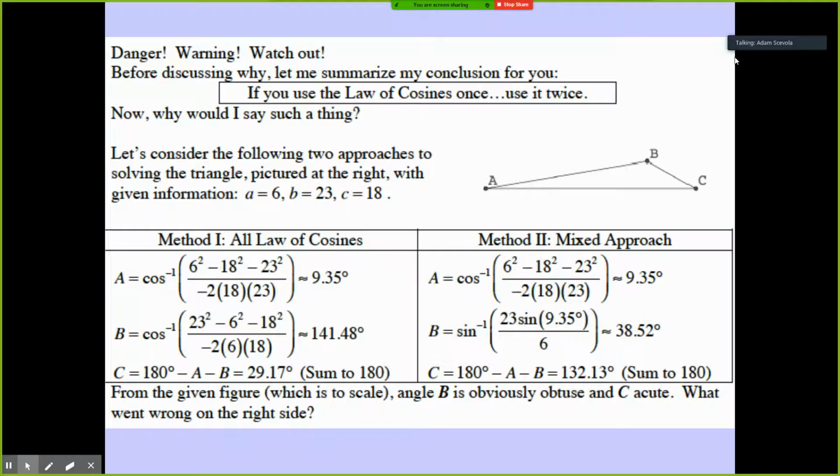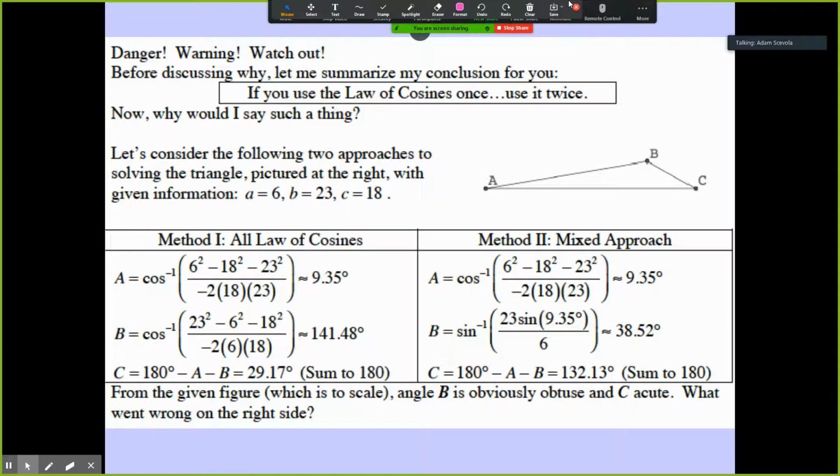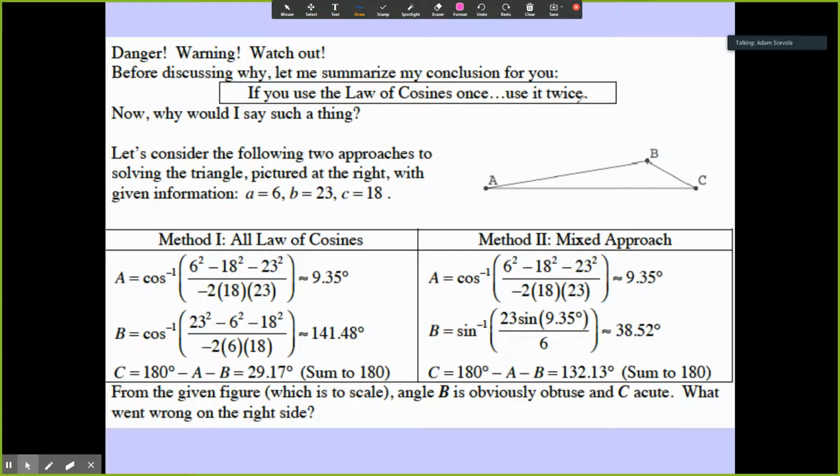All right, here's a reason why, and again, it has to do with the ambiguous case. Let me get my annotate thing ready because I'm going to be using this. Let's say we were solving for this triangle here, triangle ABC, where side A was 6. Let me draw this on the picture here. Side B was 23, and side C was 18.